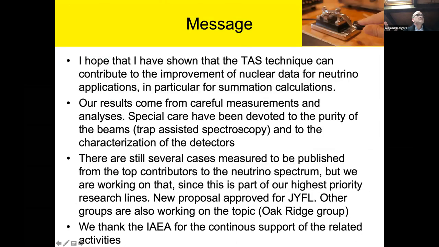So I think I am almost finished with my message. I hope I have shown you that the TAGS technique can contribute to the improvement of nuclear data, in particular for neutrino applications. I was not able to explain in full detail how all these measurements are done. I can tell you that they are careful, but there is still a lot of work to be done because even though we are close to around 2%, there are still many beta decays that should be studied, and there are still several things that play an important role in the prediction of the antineutrino spectrum that should be addressed.